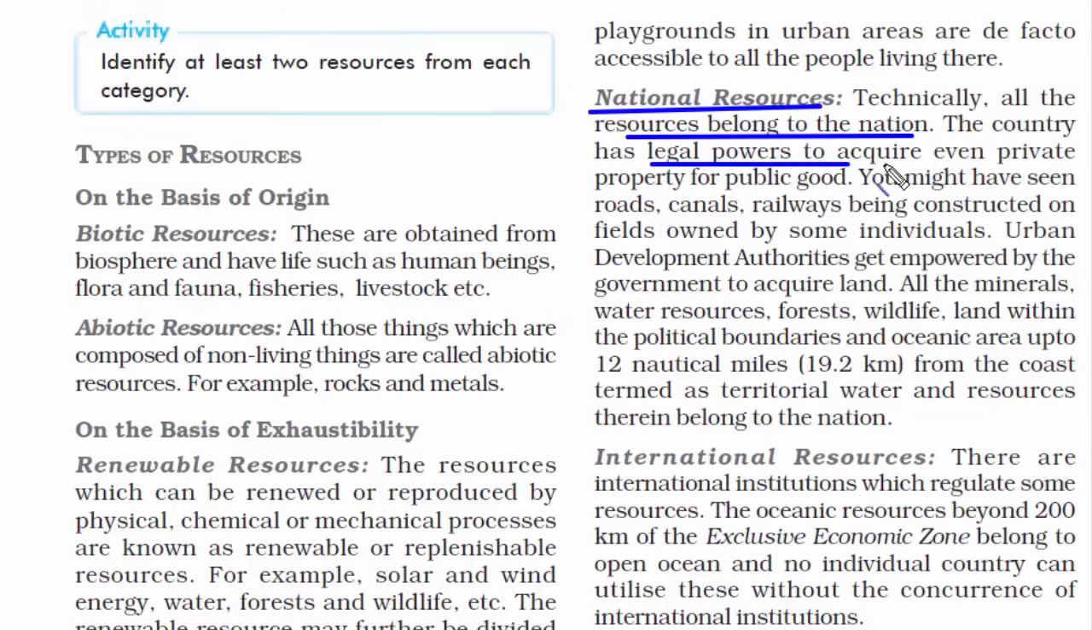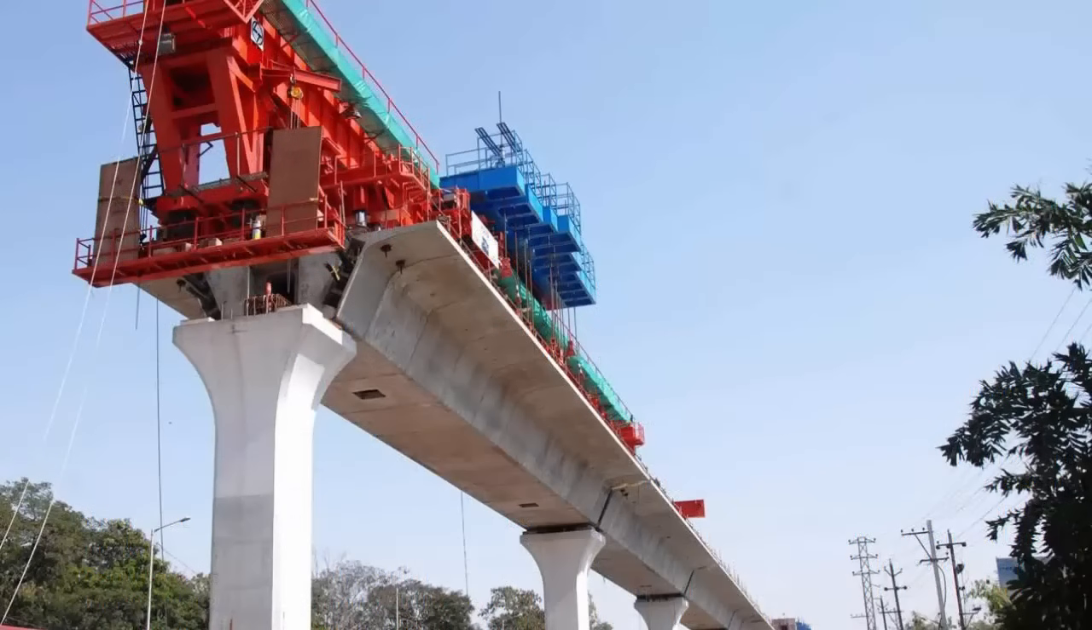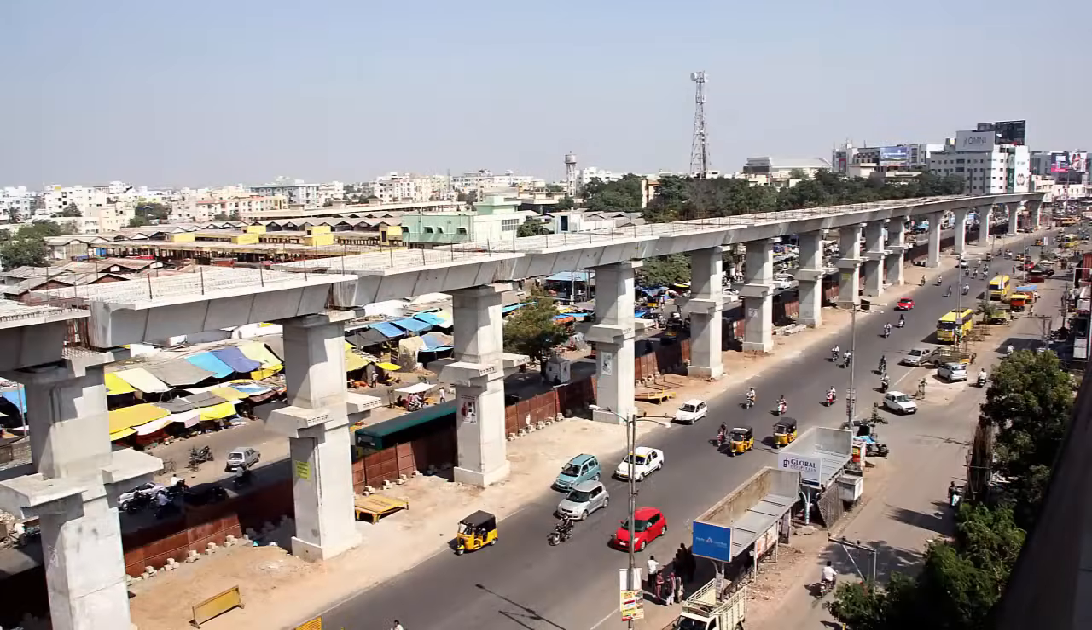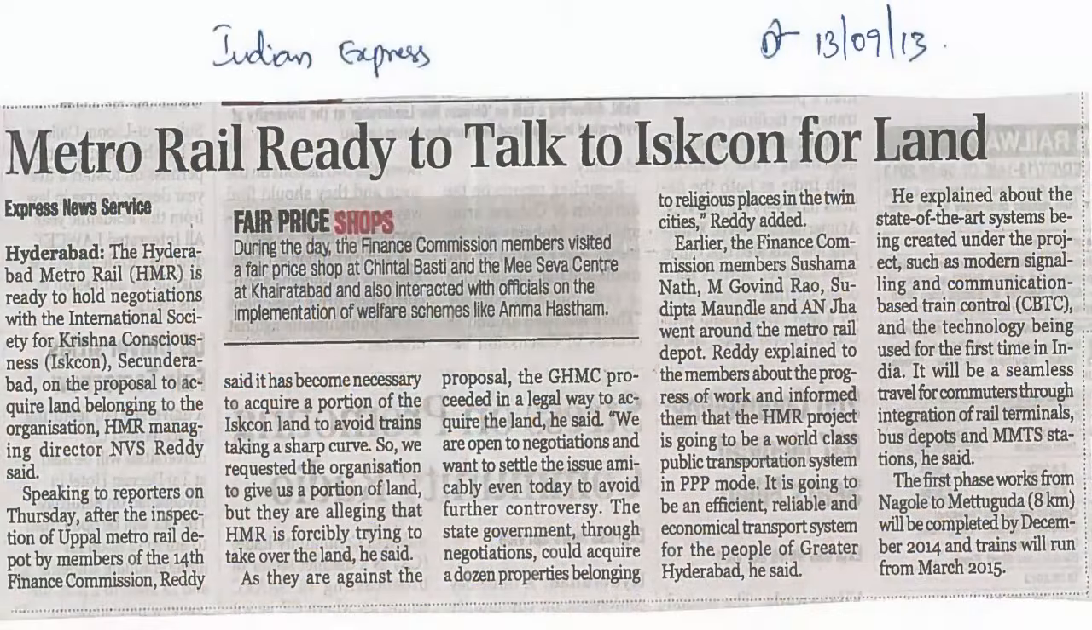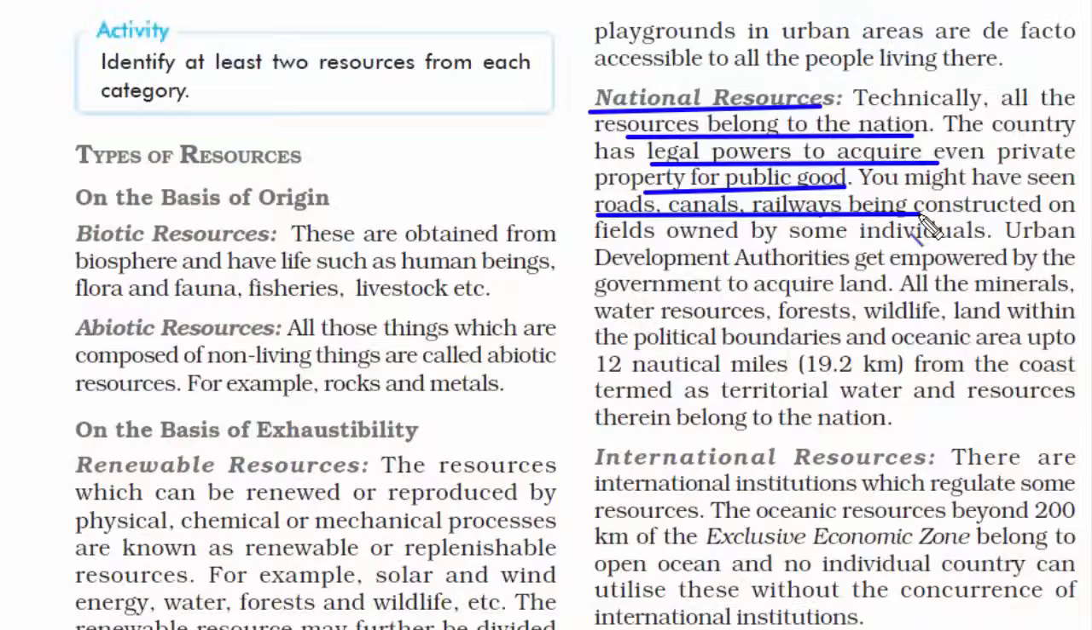That is all because the government has the legal power to acquire everything. That's why you must have seen that to build roads, canals, railway lines, sometimes private properties are demolished. Of course, they are paid a certain amount by the government. But what I'm trying to say is that to build these roads, canals and railways for public interest, the government has the legal power to acquire private properties. Now all the minerals, water resources, forest, wildlife, everything within the political boundaries of a particular country, the government has control over all of this. And that is why it is called national resources.